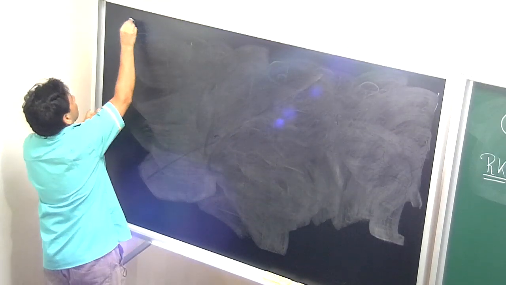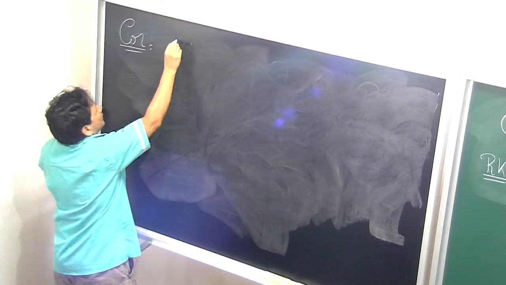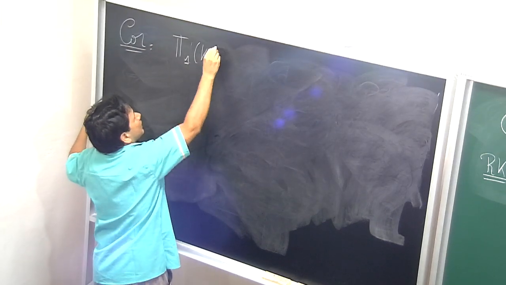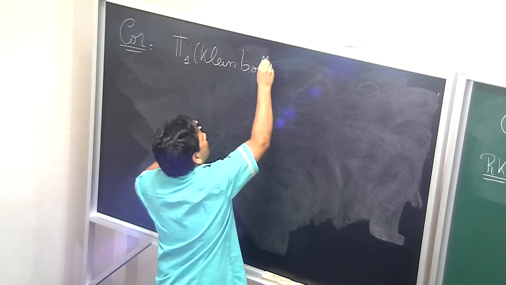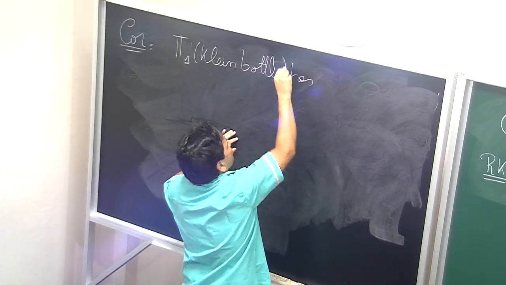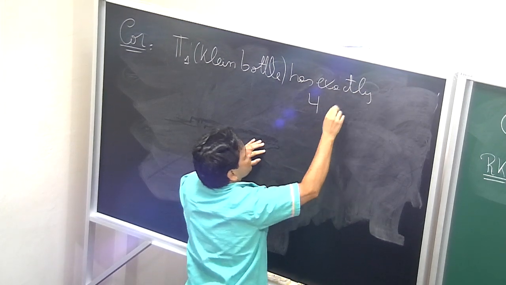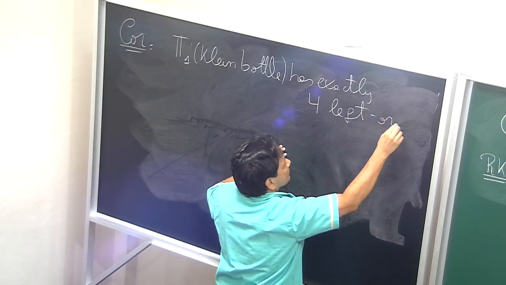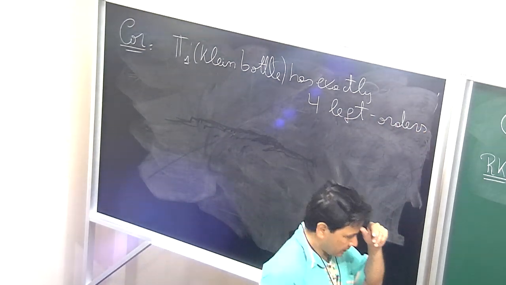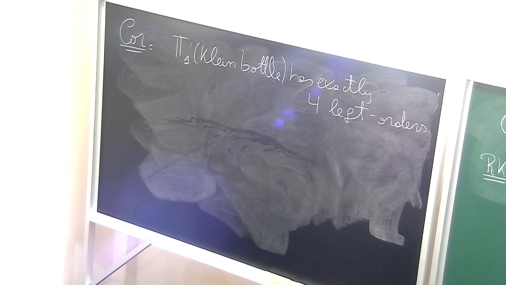Okay. So a corollary of this is that the pi 1 of the Klein bottle has exactly 4 left orders. Okay? So what is an example of a group that has 2 left orders? Well, it is the group of the integers. The group of the integers you can order in the canonical way or in the reverse way.